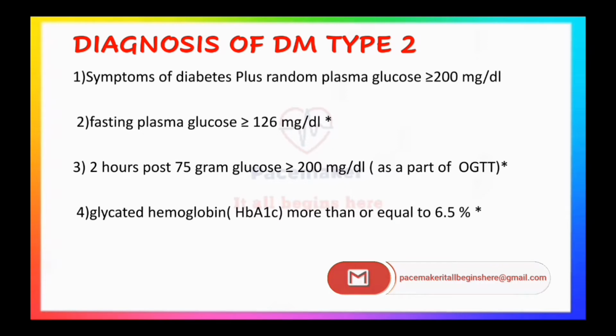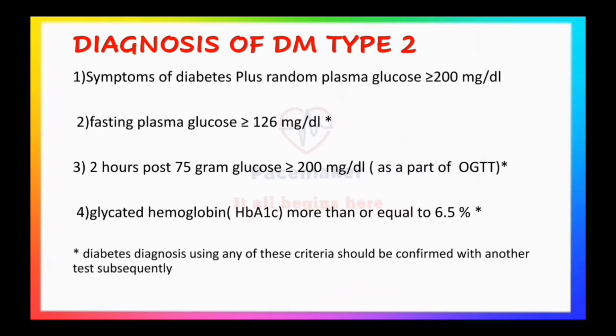These four criteria will help in diagnosing a case of diabetes mellitus, and if the diagnosis is made on the basis of criteria number 2, 3, or 4, the test should be confirmed with the help of another test. Diabetes diagnosis using any of these criteria should be confirmed with another test subsequently.